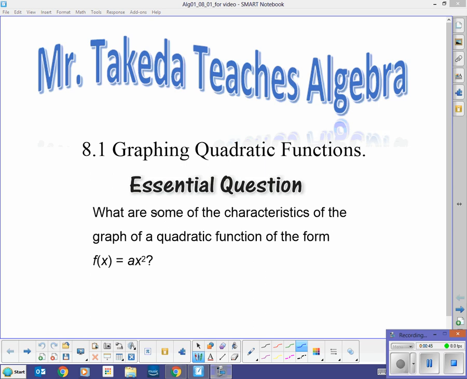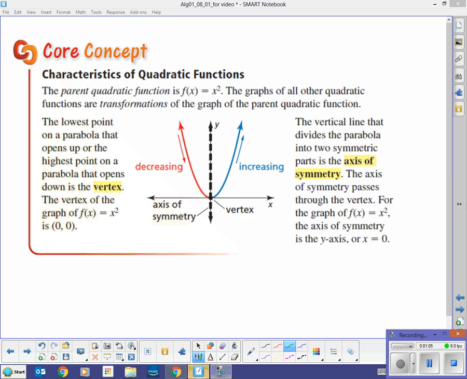And our first question here is, what are the characteristics of the graph of the quadratic function of the form f of x equals a times x squared? Well, hopefully you recognize x squared as being the parent function, and a, we're multiplying that output. What does multiplying the output mean? Well, let's talk about that in a second.